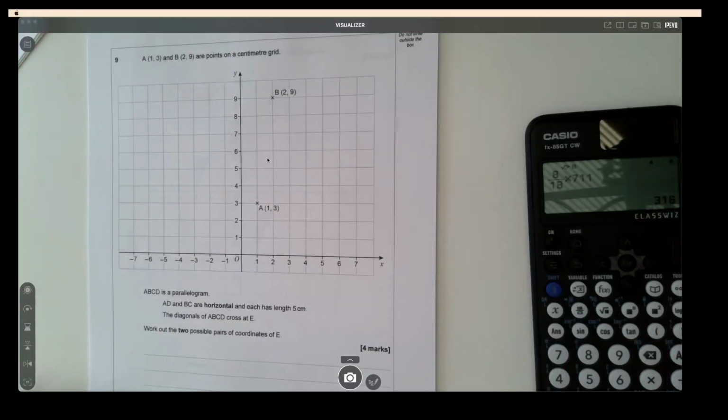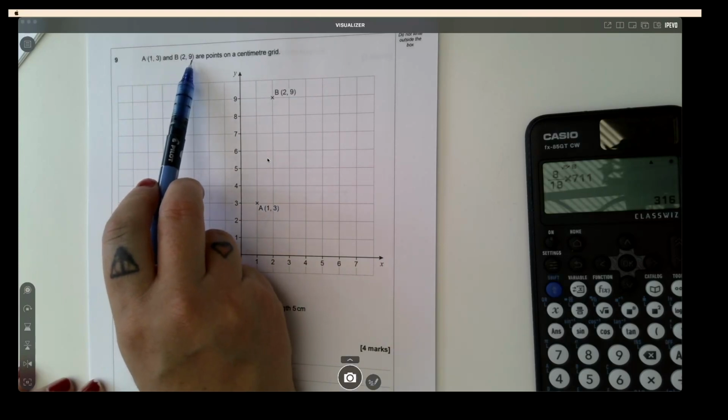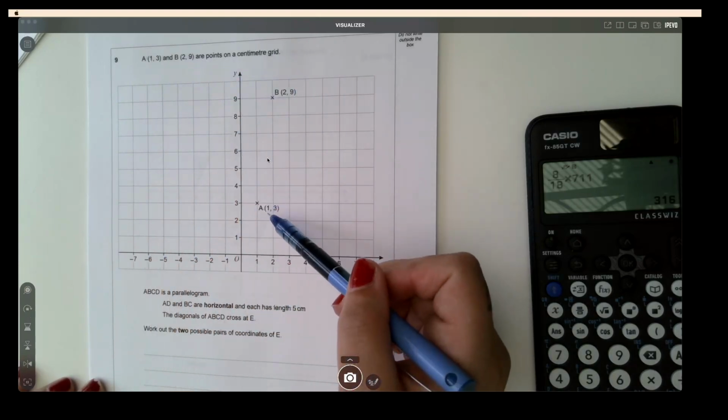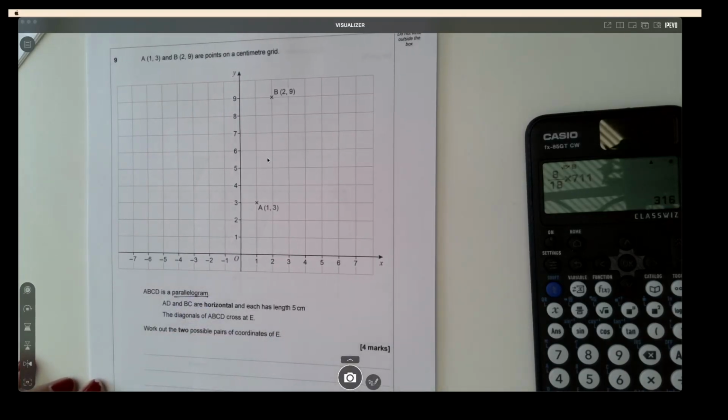Question 9. A has coordinate 1, 3 and B 2, 9. These are points on a centimetre grid. They're marked there for us. ABCD is a parallelogram. AD and BC are horizontal and each has a length of 5 centimetres. The diagonals of ABCD cross at E. Work out the 2 possible pairs of coordinates for E.